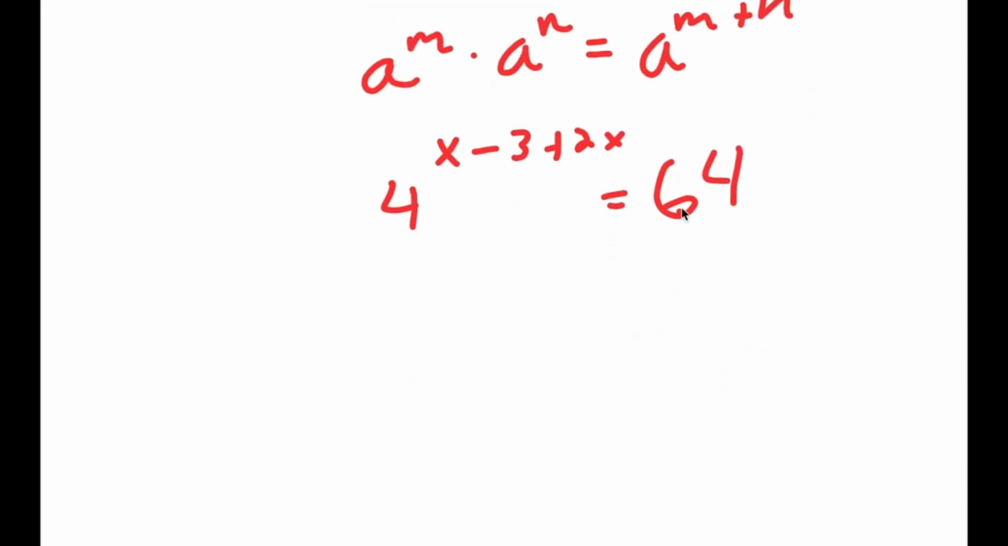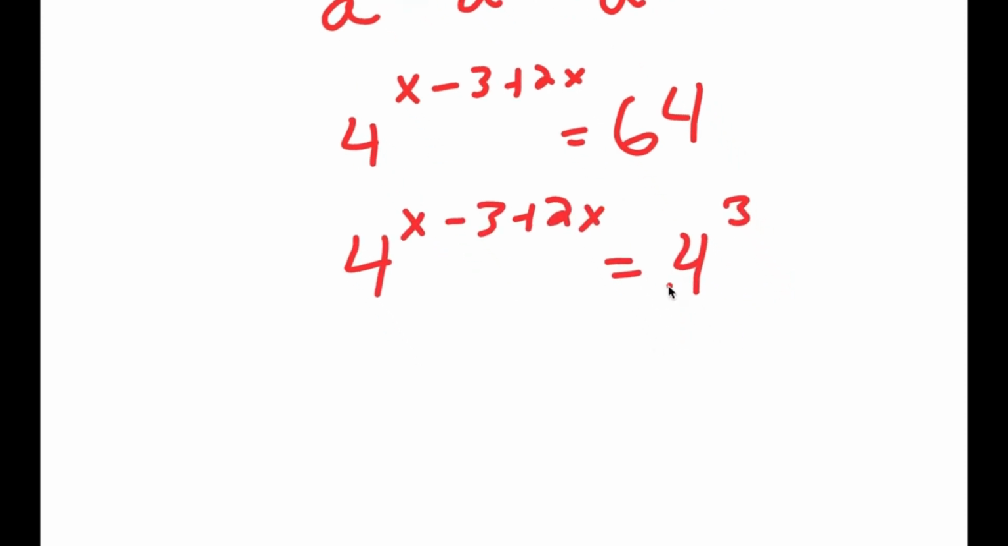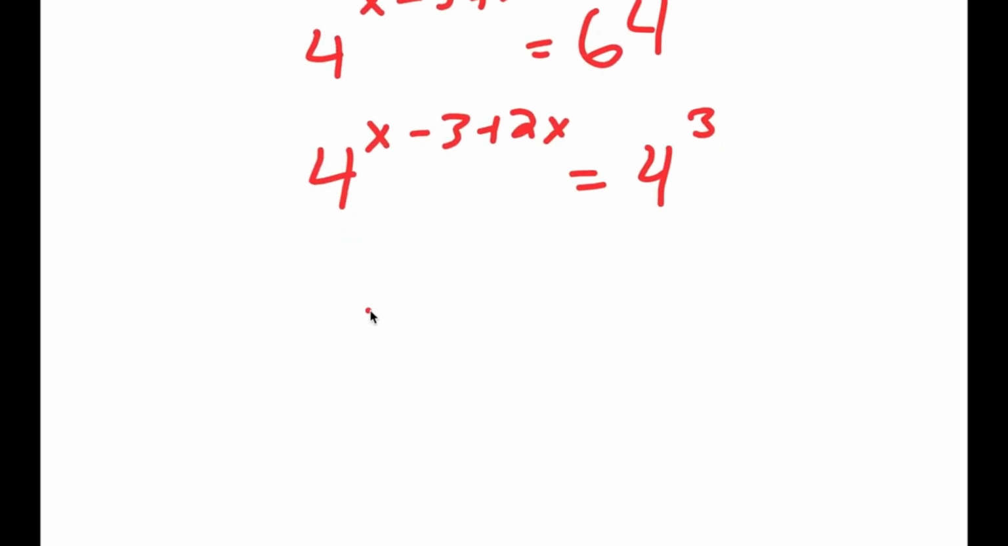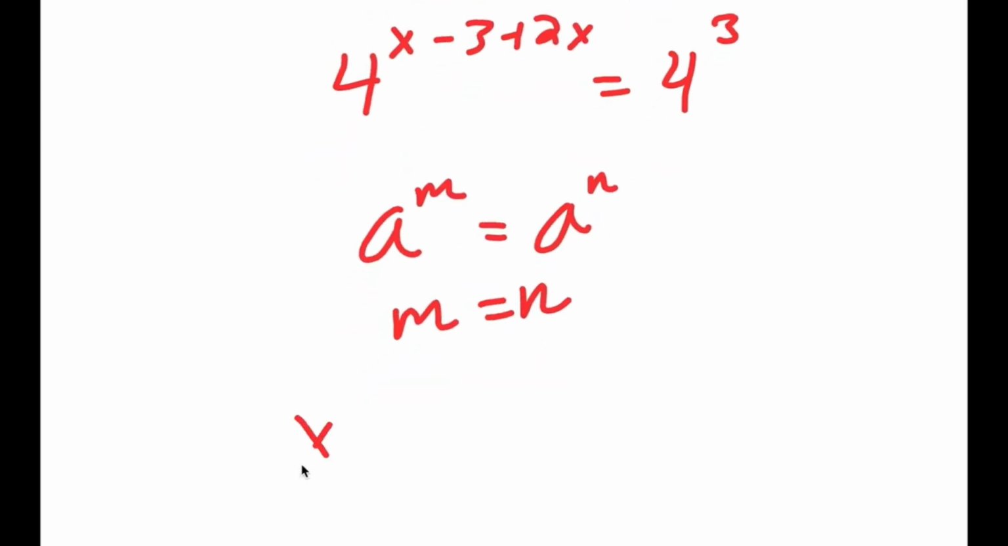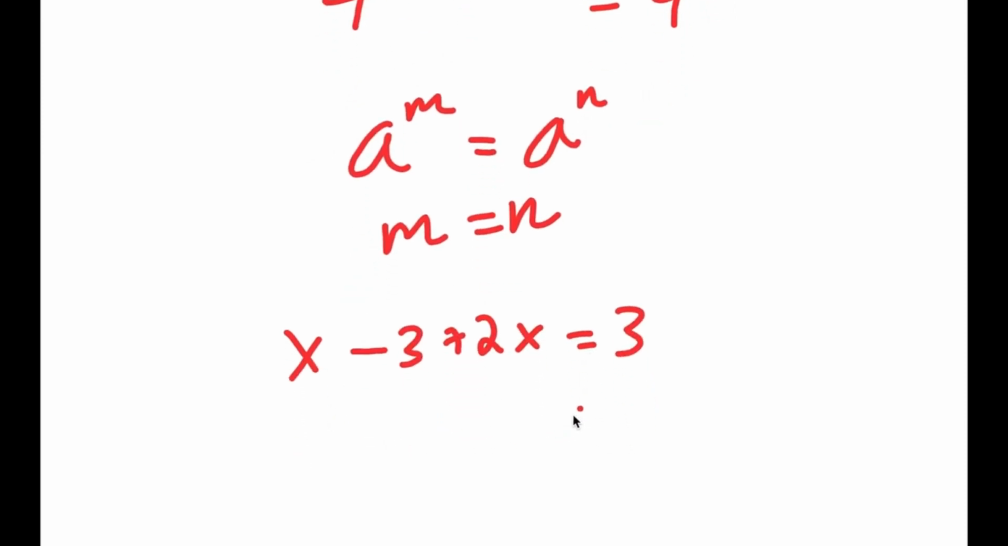And now 64, that's equal to 4 to the power of 3. So now I have 4 to the power of x minus 3 plus 2x is equal to 4 to the power of 3. And now, if I have something in the form a to the power of m is equal to a to the power of n, this means that m is equal to n. So in this case, x minus 3 plus 2x is equal to 3.